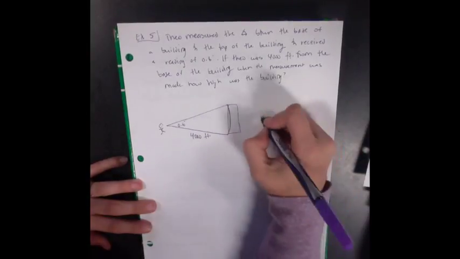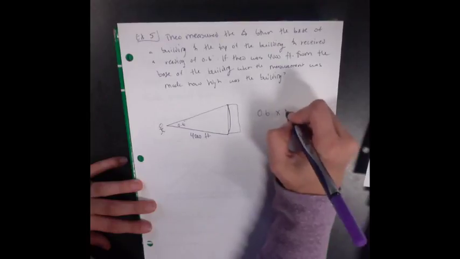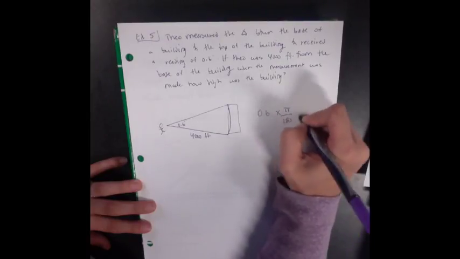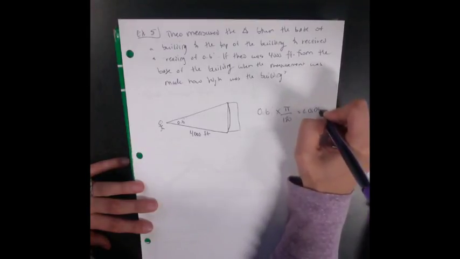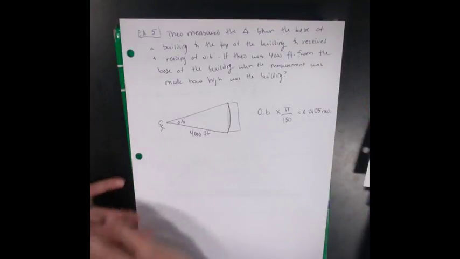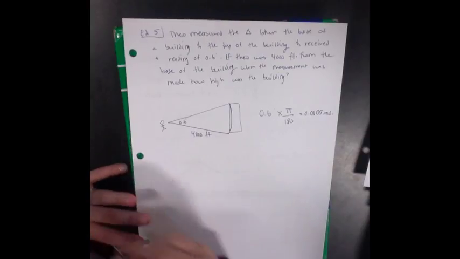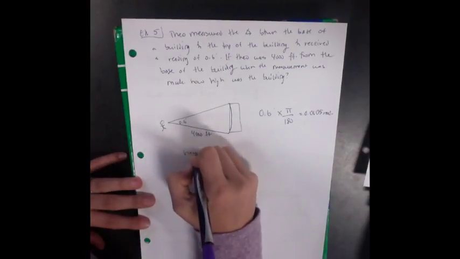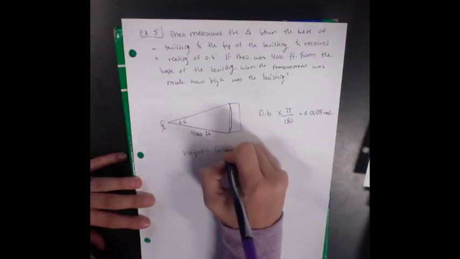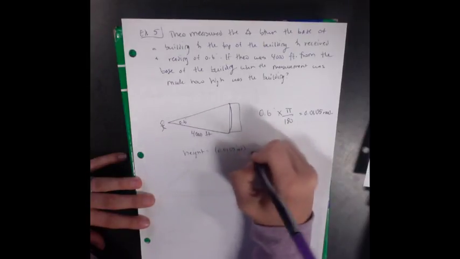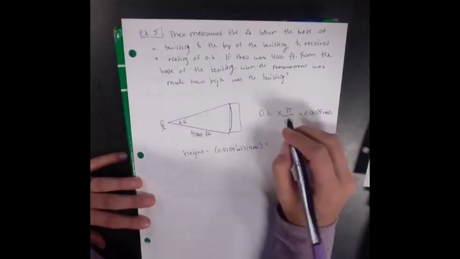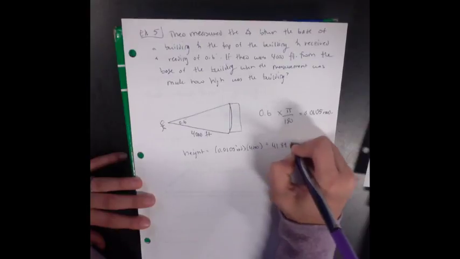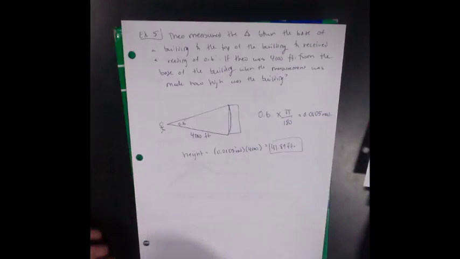Now again, I need to convert 0.6 degrees into radians, which gives me 0.0105 radians, very small radians. I have my radius, which is 4,000 feet, so the height of my building is 0.0105 radians times 4,000 feet, and it gives me approximately 41.89 feet. Not a super tall building. Okay?